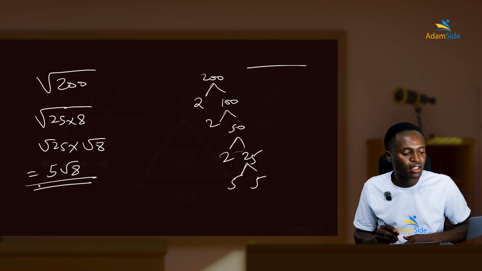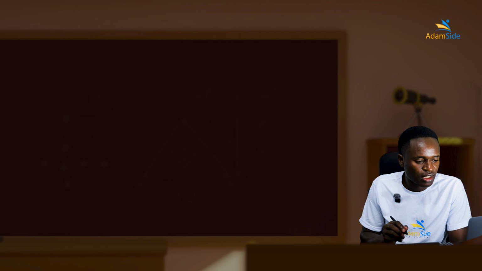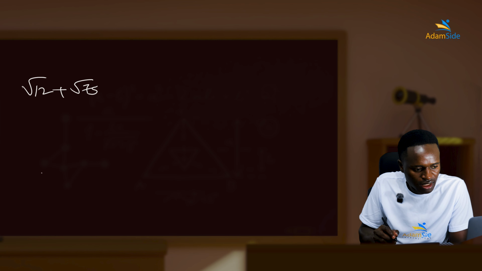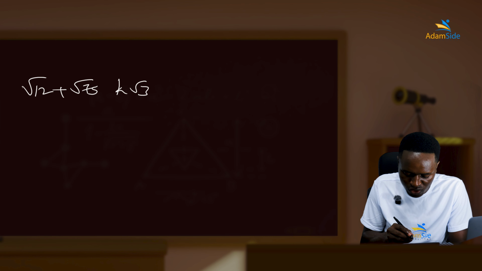Another question, you say root 12. Simplify root 12 plus root 75 in the form k root 3. In this form of k root 3, what do you do in that case? So root 12 plus root 75. What do we do, sir?